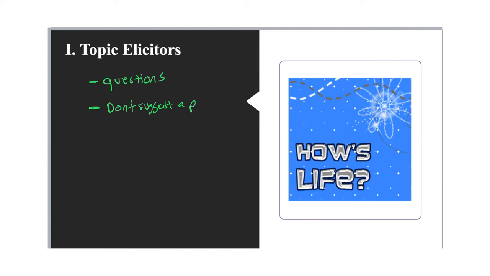So you're probably wondering, how do you ask a question without suggesting a particular topic? Well, a question like, how's it going, is a topic eliciting question. It doesn't really suggest any particular topic, because what's it? I don't know, what is it? So it's just kind of this general sort of question where you're essentially asking your partner.